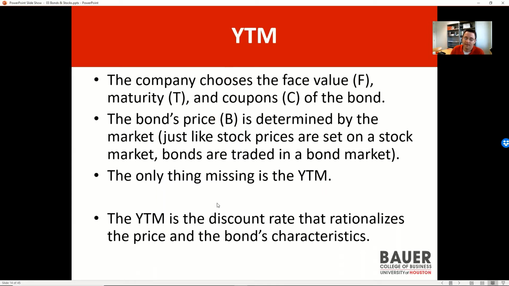That's a fancy way to say that the yield to maturity is the rate that rationalizes the price and the bond's characteristics. It puts those two things together. If you've got cash flows and you have a price, you need a discount rate to kind of connect them. That's what the yield to maturity is doing.